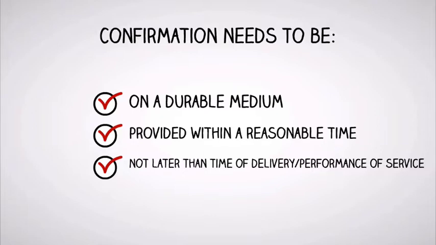Now, you can't just send a link to your existing terms of business because they might change. It needs to be a snapshot record of what that particular customer has agreed to and what information you've provided them within your terms of business. So the best way to do it, if possible, is to have a PDF of the terms of business that's sent to the consumer following the placing of the order. The confirmation needs to be provided within a reasonable time of the order being made and not later than the time of delivery or performance of the services.